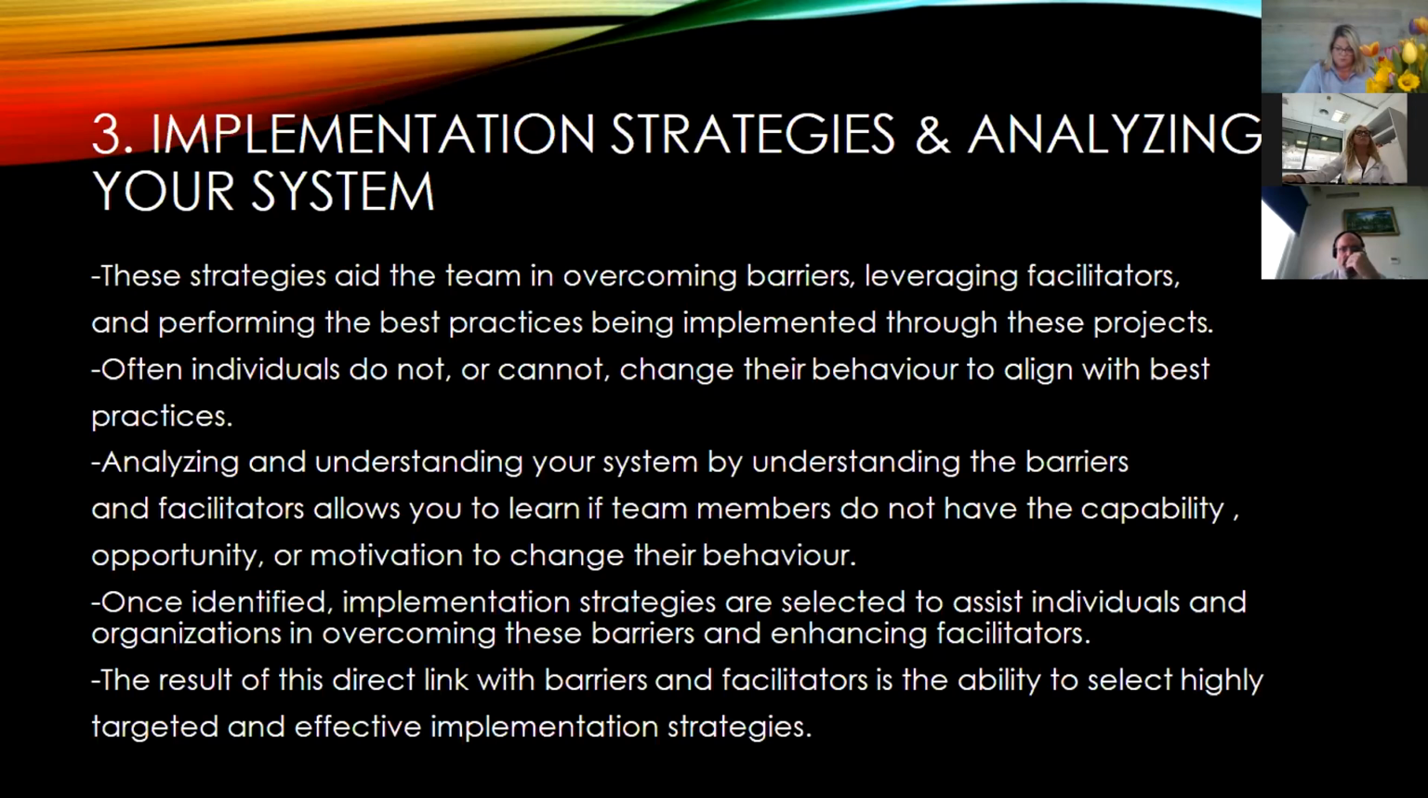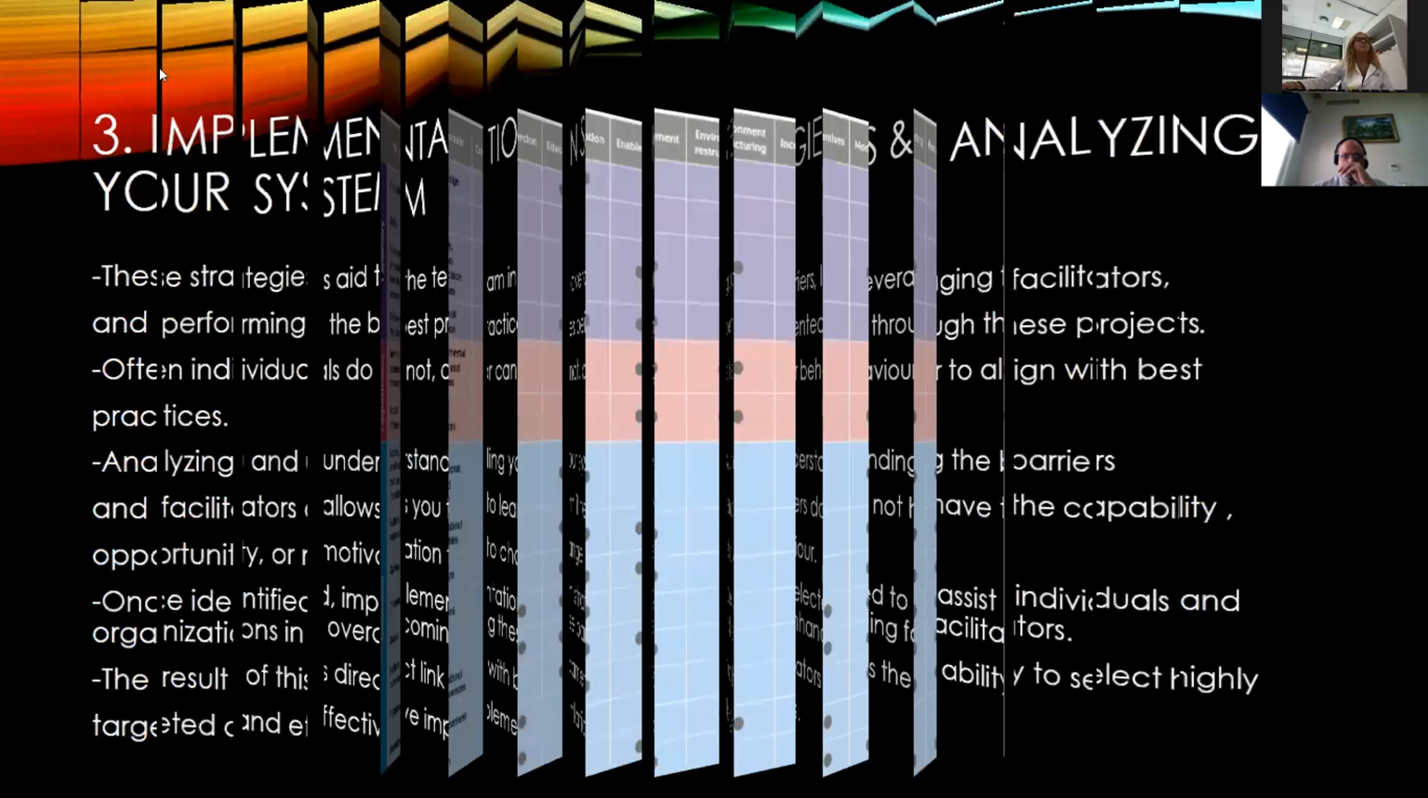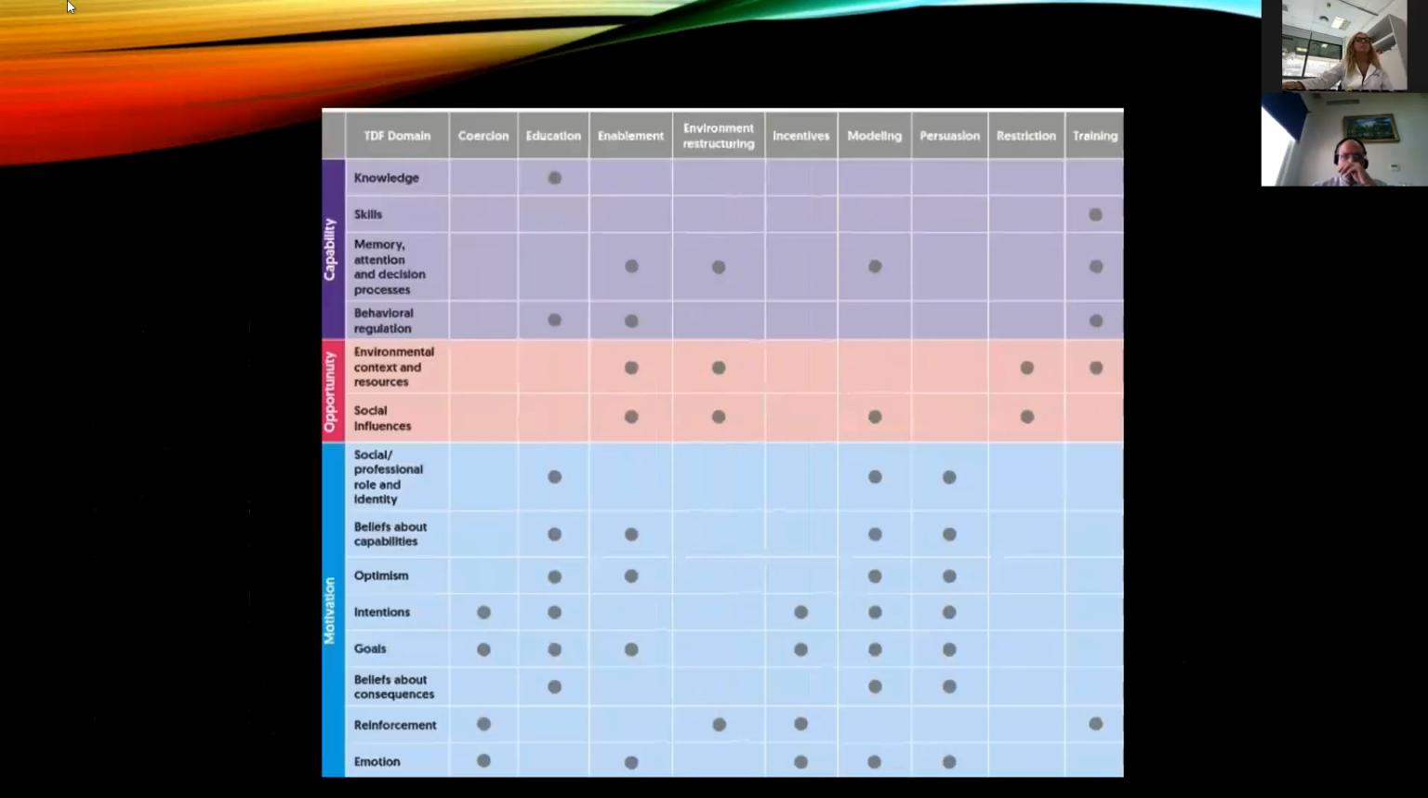The result of this direct link with the barriers and facilitators is the ability to select highly targeted and effective implementation strategies. We put them in a diagram like this: the capabilities, the opportunities, the motivation. And we put dots on the sections we have and what we don't have, and analyze this.